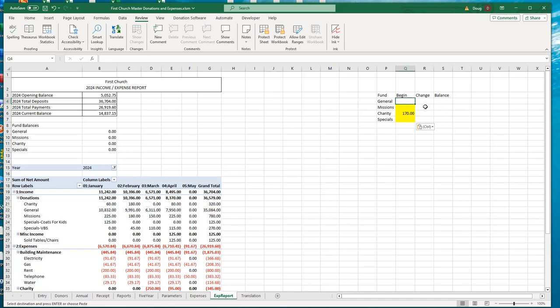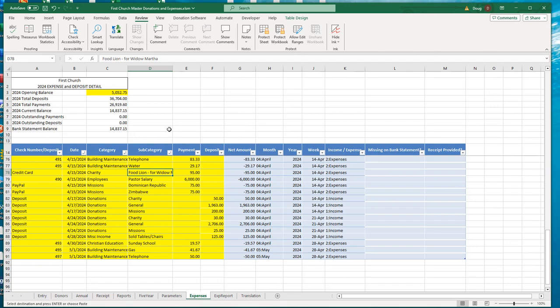Let's start with missions. So beginning balance, we're going to say, hey, we sent everything out, so it's going to be a 0 balance, so nothing to put in there. But we need to calculate what took place, what has been the change to our missions balance. So let's start with how we would calculate the money coming in. Let's take a look at it.